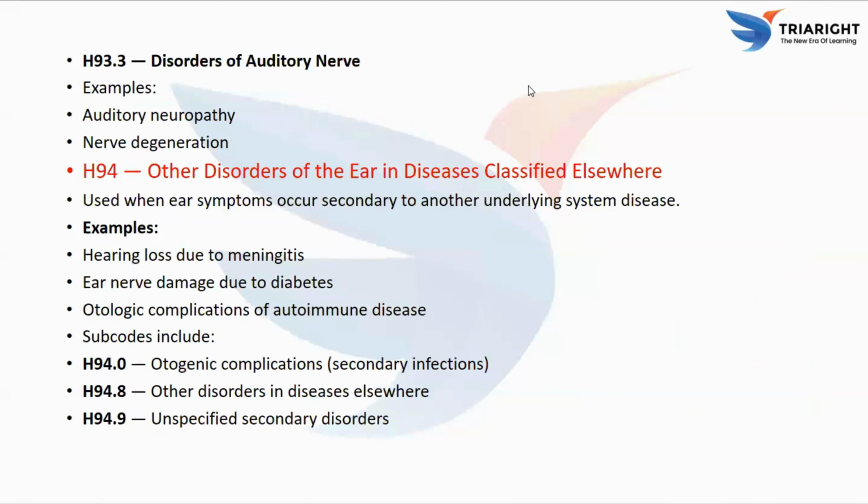So next subcode is H93.3, disorders of the auditory nerve. This code is used when the auditory nerve, which is the 8th cranial nerve, is affected, which leads to abnormal sound transmission from the inner ear to the brain. So what are the examples? Auditory neuropathy and nerve degeneration.